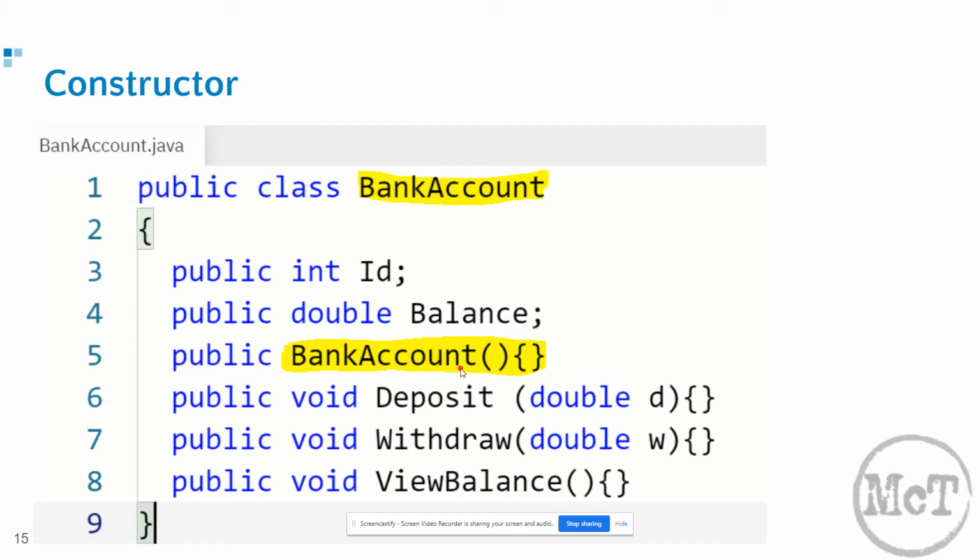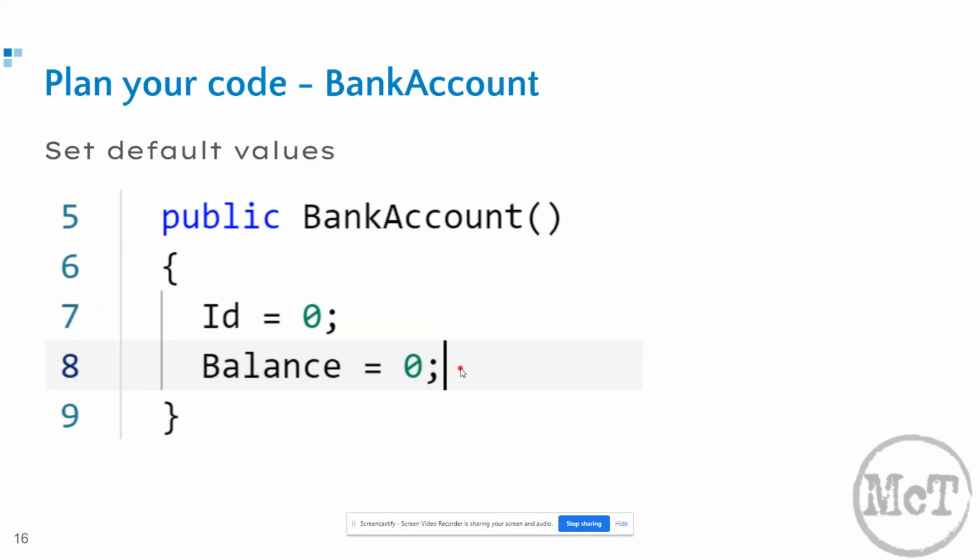So I've got my bank account constructor, and what I want to do in there is set all my default values. So I've added some code here, so I've just set ID equals 0, balance equals 0. Obviously, I'm going to need to add a little bit more logic to this, but the goal is to build the program to begin with so that we can understand how object-oriented programming works.